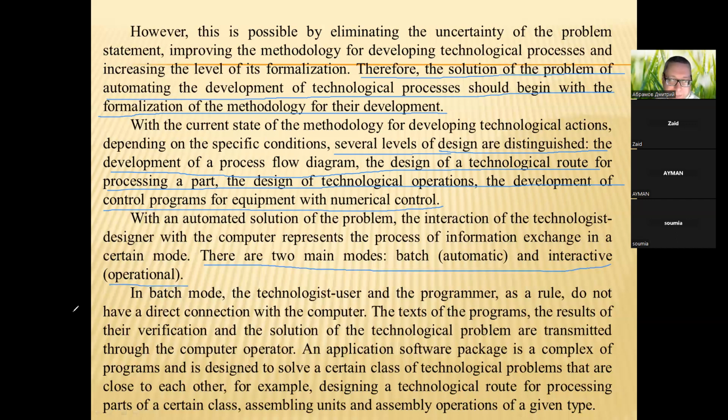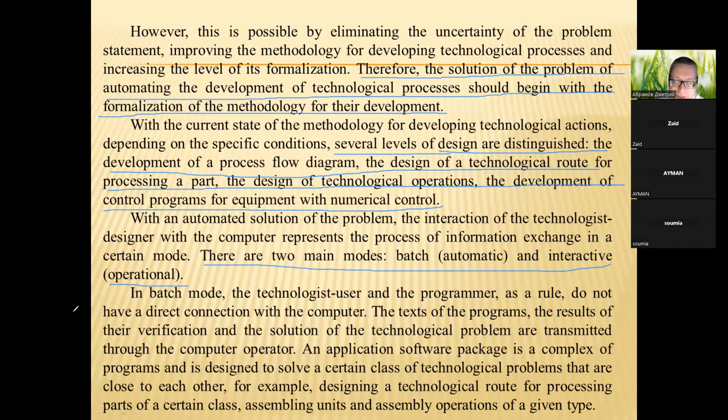In batch mode, the technologist user and the programmer, as a rule, do not have a direct connection with the computer. The text of the programs, the results of their verification, and the solution of the technological problem are transmitted through the computer operator. An application software package is a complex of programs and is designed to solve a certain class of technological problems that are close to each other.